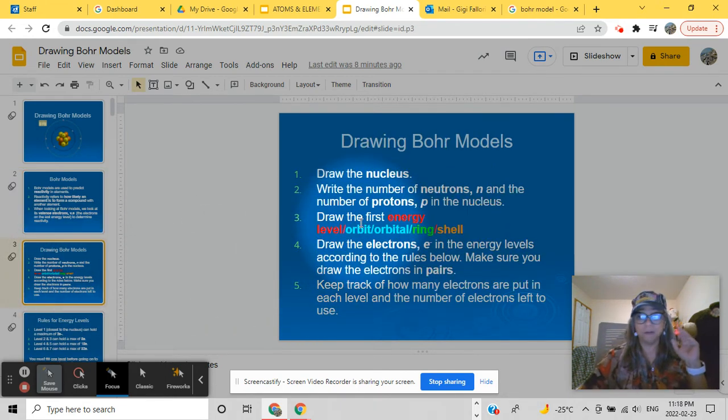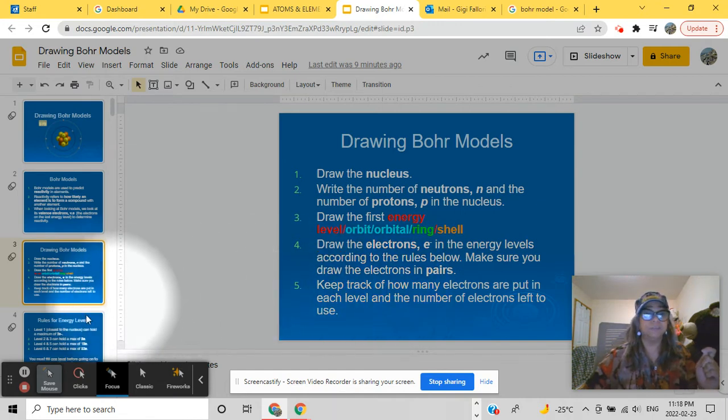So when you draw the Bohr model of any element, draw the nucleus first. And that is why I gave you the coin, right? Write the number of neutrons, N, and the number of protons, P, in the nucleus. Then you draw the first energy level, which can also be called the orbit, the orbital, the ring, or the shell. Draw the electrons, or the E, in the energy levels according to the octet rule, and we'll get into that shortly. Make sure you draw the electrons in pairs as much as possible, and keep track of how many electrons are put in each level and the number of electrons left to use.